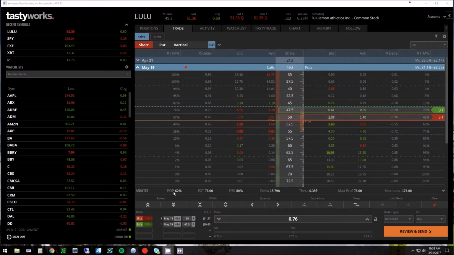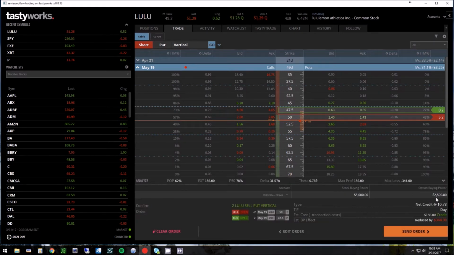So we can look at my probability of profit is 63%. Probability of hitting 50% profit is 80. And my max loss is 279. So I'm going to up the quantity to 2 here, and I'm going to try to take off the profit at the midpoint here. I'm going to lock in this price, hit review and send, which is verify everything. It's going to reduce my buying power by $344. My net credit is 156, and then in my 2 legs right here, everything else looks good.